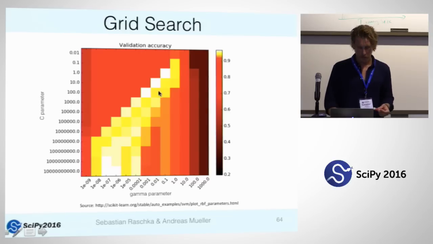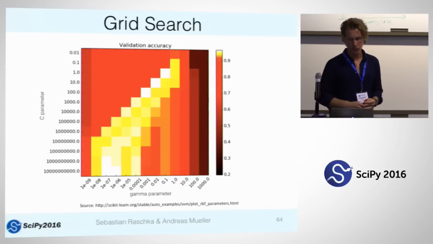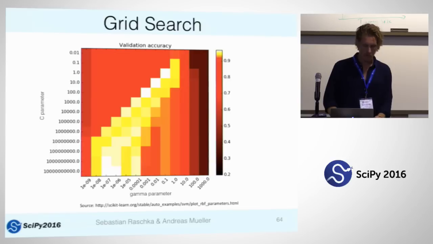So here in this heat map, it basically shows that the white ones give us, I think, the highest accuracy. So a combination of a very small gamma parameter and a very high C parameter gives us a good validation accuracy, for example. We don't want to do this manually, looking at such heat maps, because we have multiple parameters, maybe 10 or 5 or 3, so we can't really visualize it, but we can use scikit-learn.